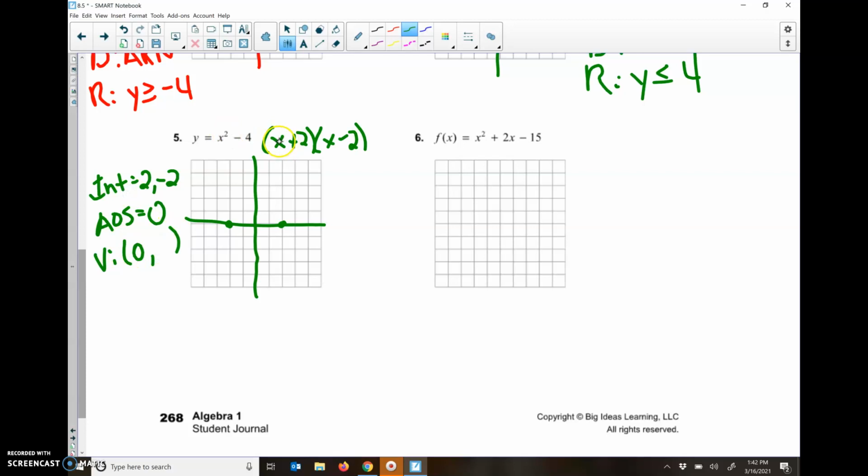Okay, so 0 plus 2 is 2. 0 minus 2 is negative 2. 2 times negative 2 is negative 4. So 1, 2, 3, 4. So my graph will look something like this.